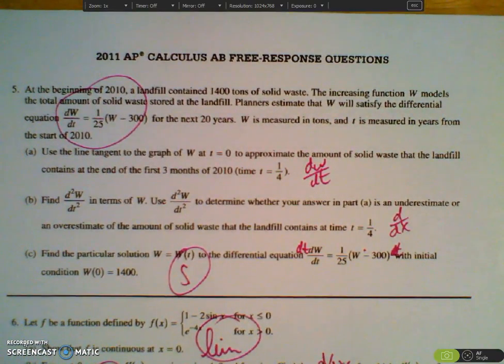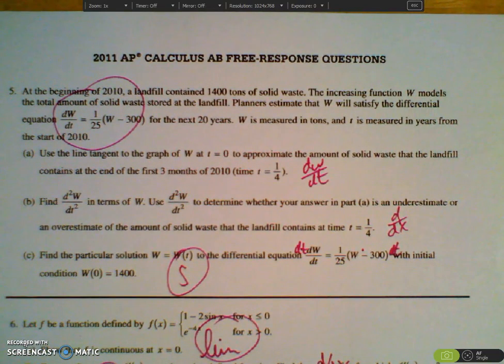Okay, we've gone through this whole test. If you'd like to see details about how to work the problems, this is the 2011 released questions, and you can find these posted at AP Central.